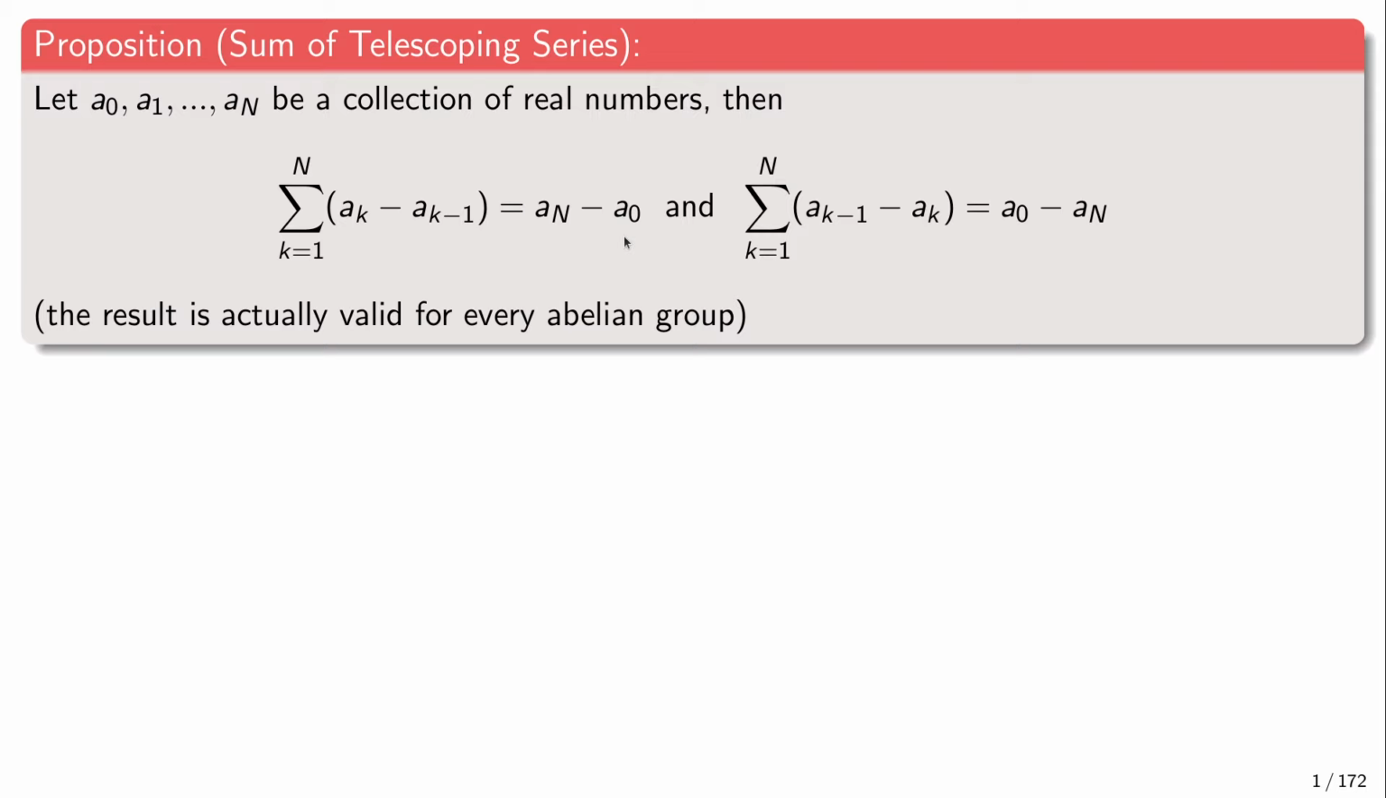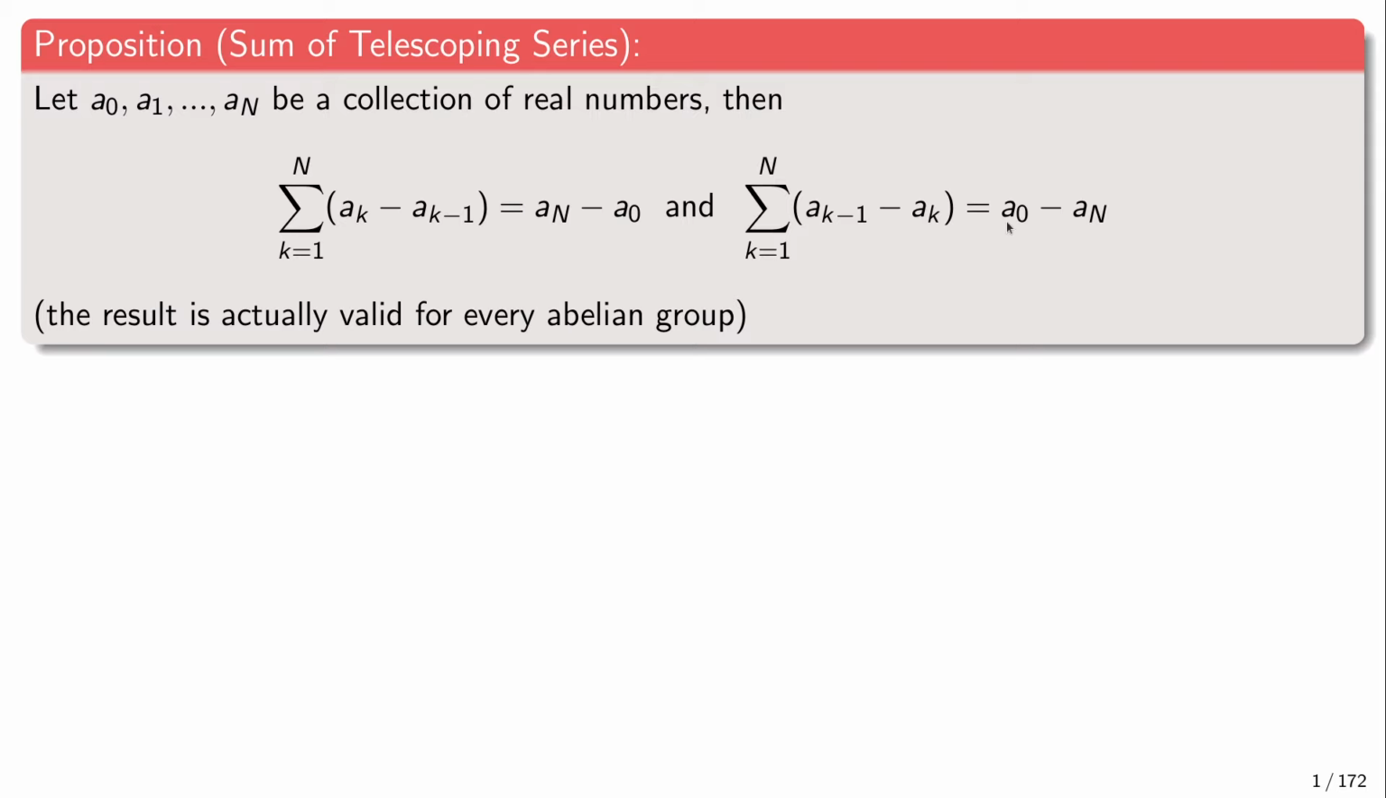And similarly, if we just switch the sign, it's basically the same formula. Here we have an element and its predecessor, and here we have an element and its successor. So here we switch the sign: here it's the last term minus the first term, and here it's the first term minus the last term.